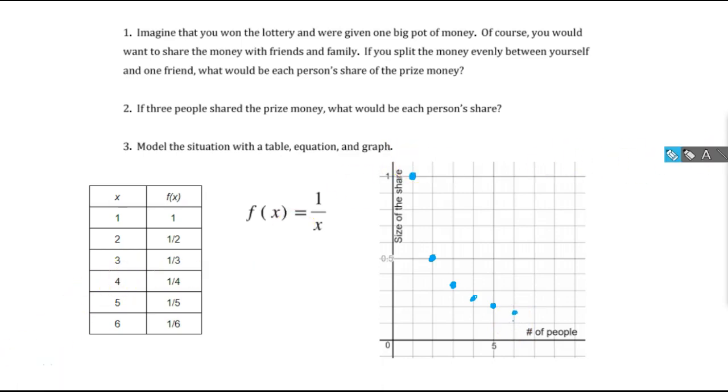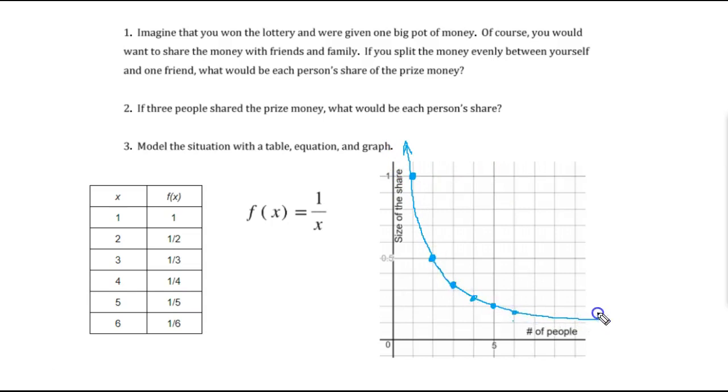So if we take all of our pieces and connect them into a continuous graph, we might get something that looks like this. Now, the next section of the task has you look at what happens if you switch the domain and range. We know from previous units it's called an inverse. So if we switch the domain and range, what happens to the graph, what happens to the table, and so forth.